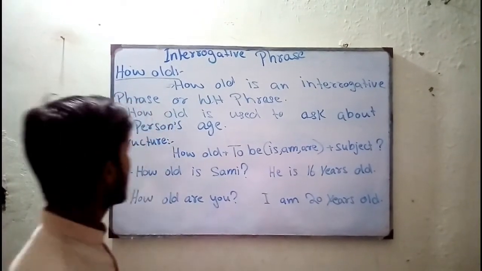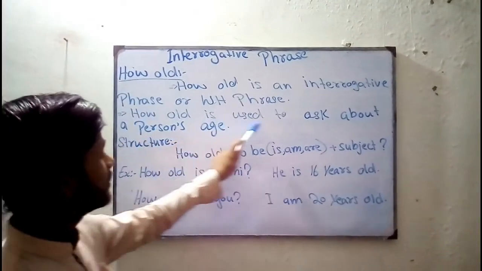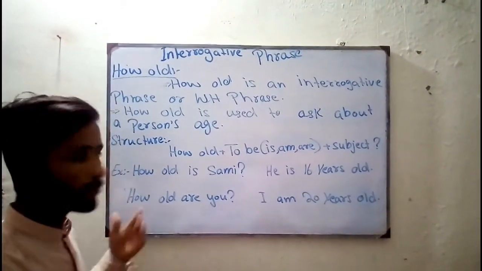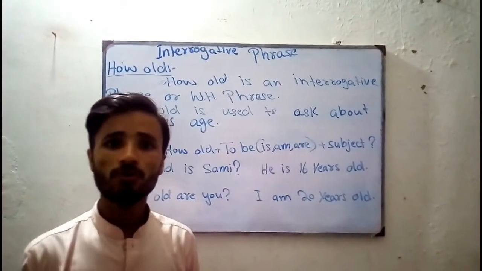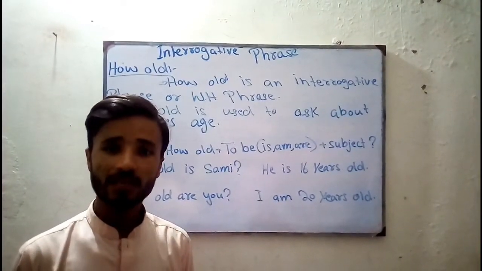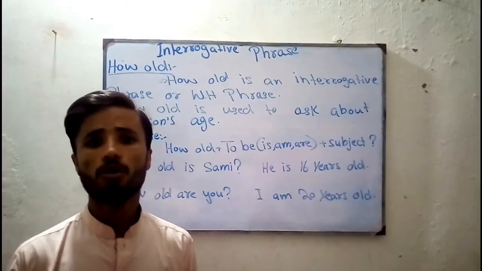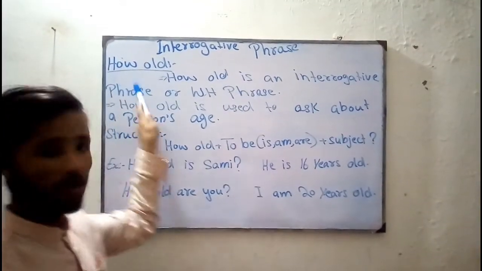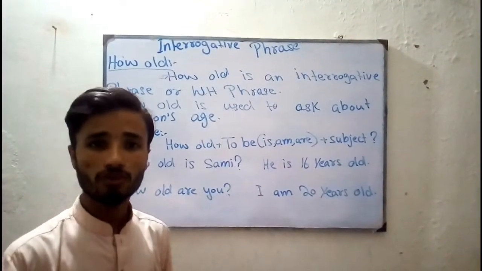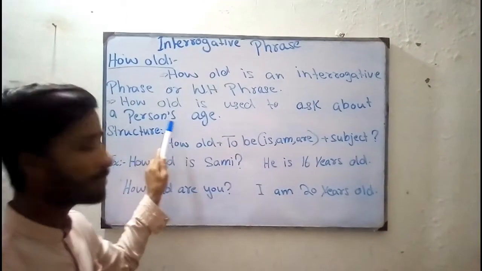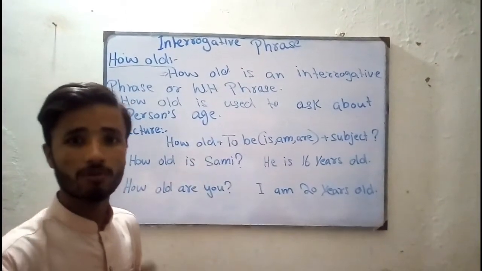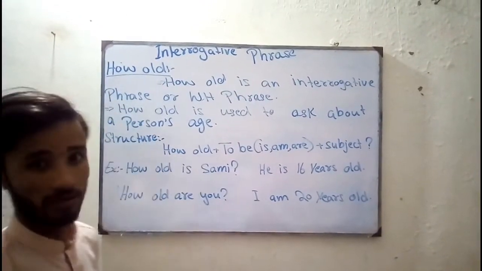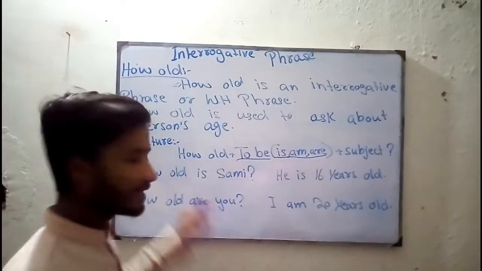See, "how old" is used to ask about a person's age. Now what does it mean? It means that whenever we want to know about someone's age, that how old he is or how old she is, then we have to make a question with "how old". Is this clear?